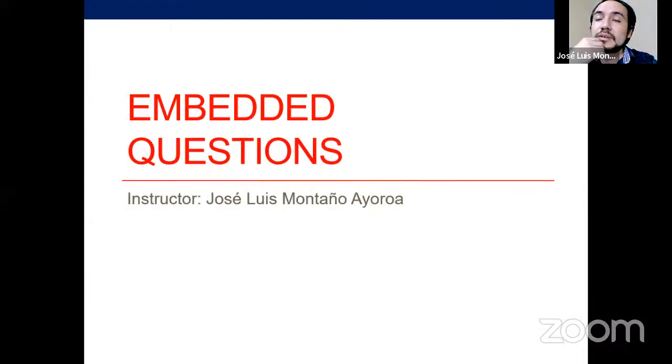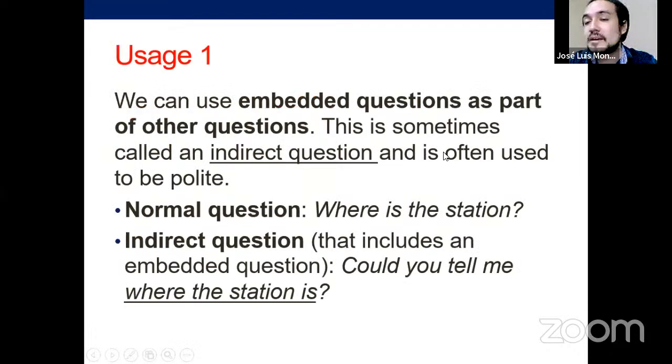Embedded questions are like questions inside another question or questions inside statements. That's how we can understand this topic. This is the first usage: we can use embedded questions as part of other questions. This is sometimes called an indirect question, and is often used to be polite. For example, the normal question is, where's the station? And the indirect or embedded question would be, could you tell me where the station is?